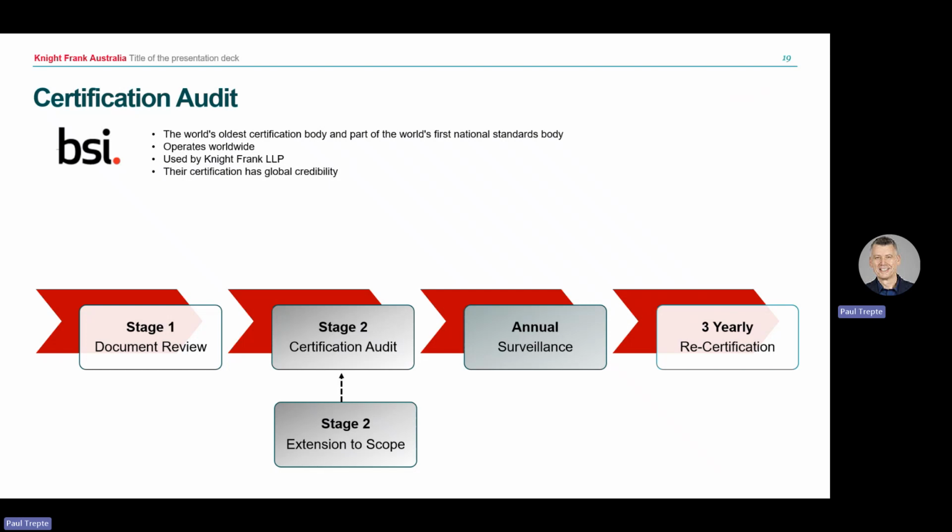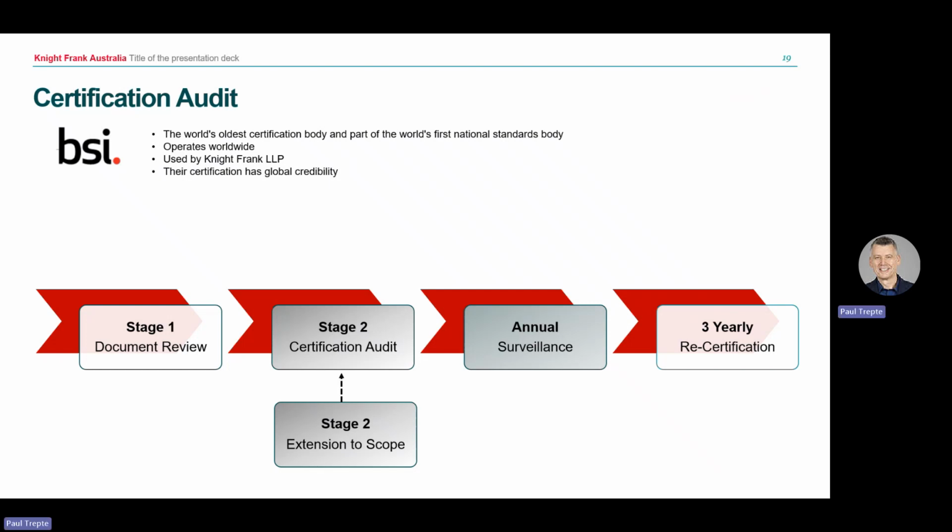So stage one is document review. Basically the external certification body's auditor comes in, looks at the documentation that we have and basically says, yes, you've covered the requirements of the standard, and I can see that you've got a management system that's been in operation for a while and that we can come in and audit that system. So you're in a good place to be audited.